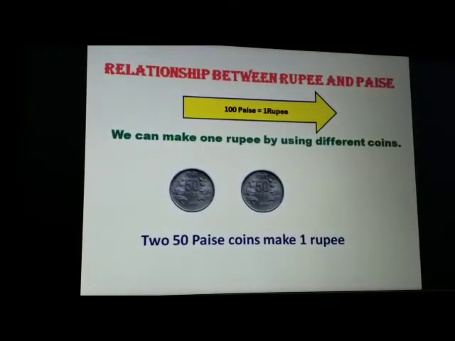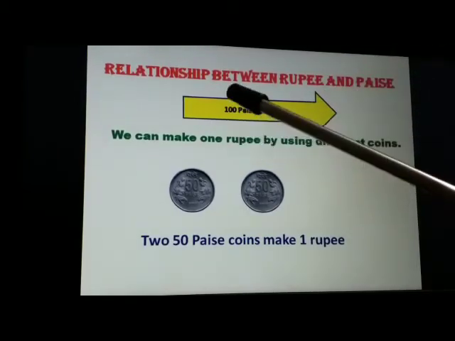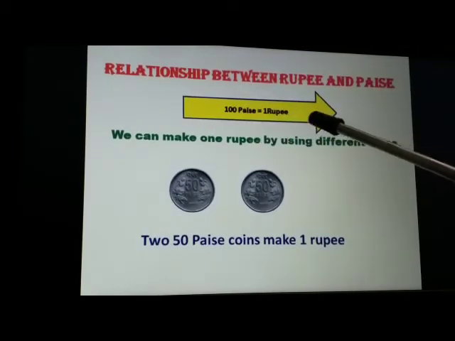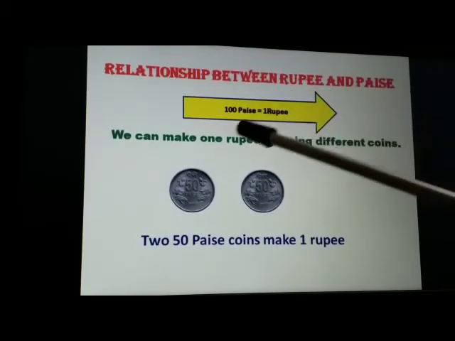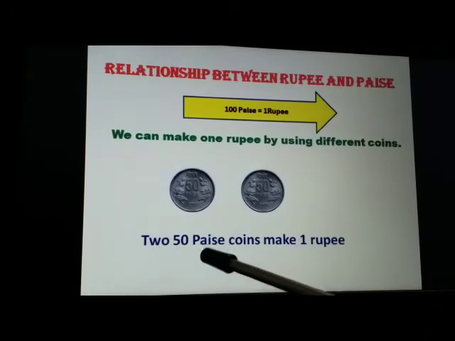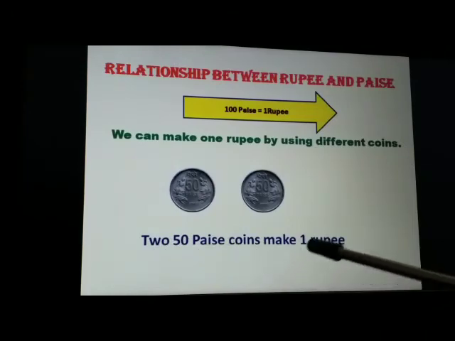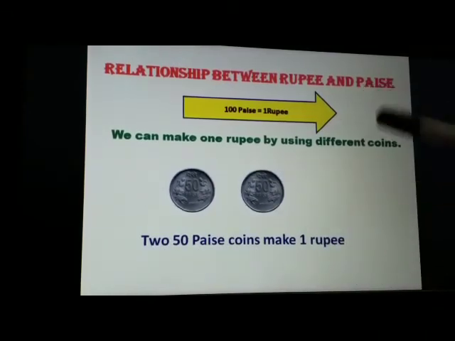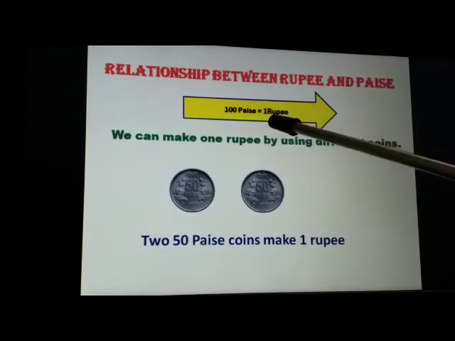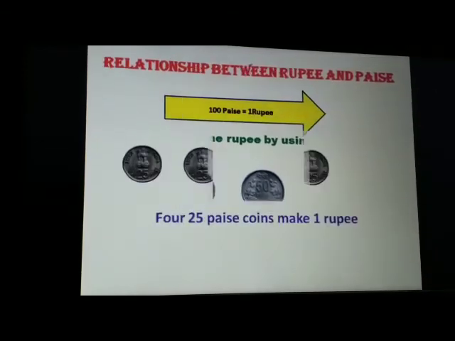Now, relationship between rupees and pice. As we know, 1 rupee is equal to 100 pice, and we can say 100 pice is equal to 1 rupee. We can make 1 rupee by using different coins. So, 2 50 pice coins make 1 rupee. 50 plus 50 is equal to 100 pice, and 100 pice is equal to 1 rupee.